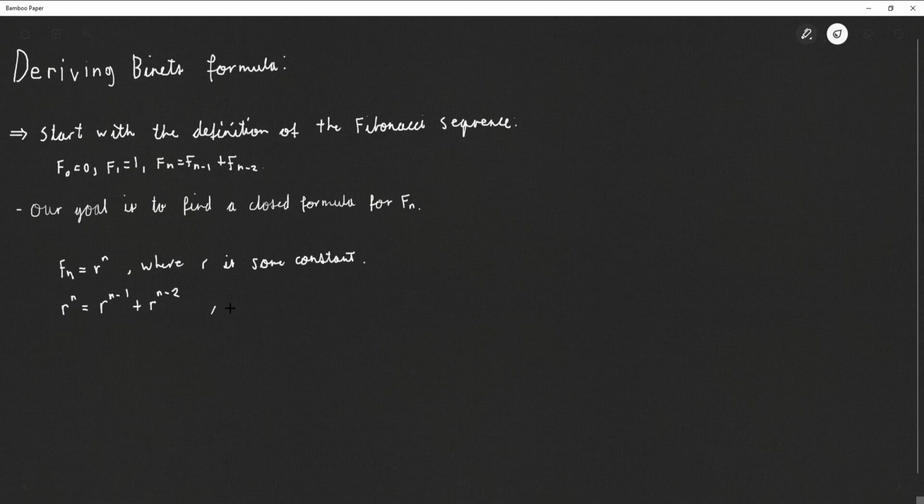And we want to now divide both sides by r to the n minus 2. Now this will leave us with the formula of r squared is equal to r plus 1. And this is known as the characteristic equation of the recurrence.